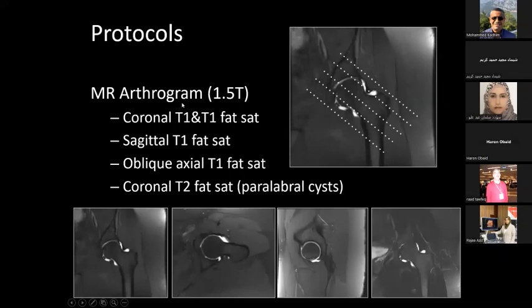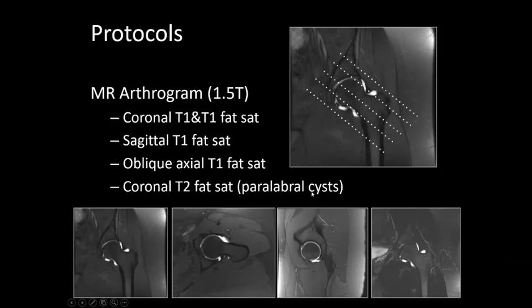This is the arthrographic protocol for hip joint imaging, where we inject dilute gadolinium in the hip joint under fluoroscopy. The sequences we perform are the T1 fat-saturated sequence in three planes: coronal, axial, and sagittal. But we also perform a coronal T2 fat-saturated sequence. The reason we perform the coronal T2 fat-saturated sequence is to detect any paralabral cysts that can be seen in patients with labral tears.